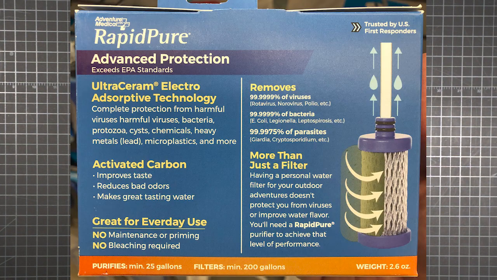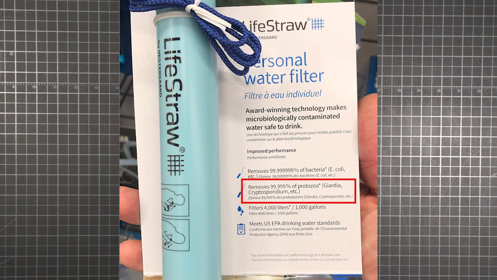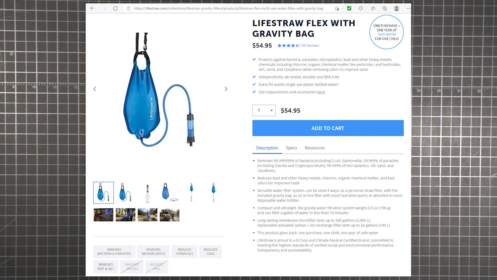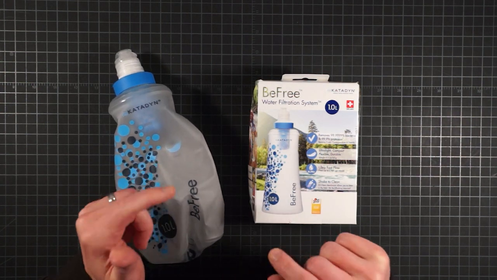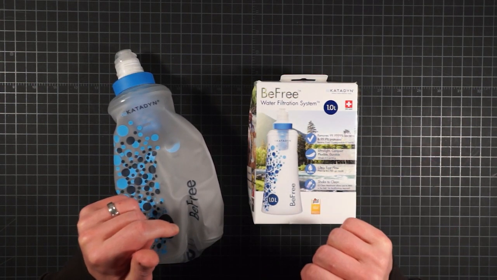Adventure Medical's Rapid Pure filter offers 99.9975% removal for Giardia, or 4 3/4 logs. And then LifeStraw promises a full 5 logs of protozoan protection in both their original straw format and their newer gravity system, the Flex. For the Katadyn BeFree, the box reports the minimum 3 log removal required by the EPA.